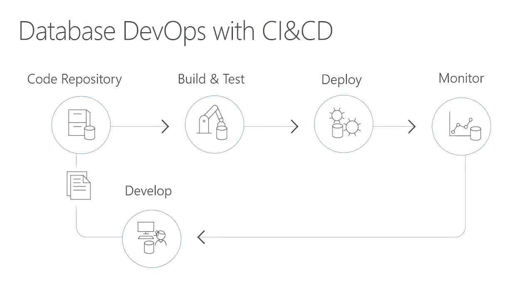As an application developer, you may have seen this diagram before. This is a common practice for CI and CD for application development. Your application source code is managed in a source control like GitHub or VSTS. You can build the source code to produce an artifact, test, then deploy and monitor. You repeat the cycle by developing a new feature or by fixing a bug.